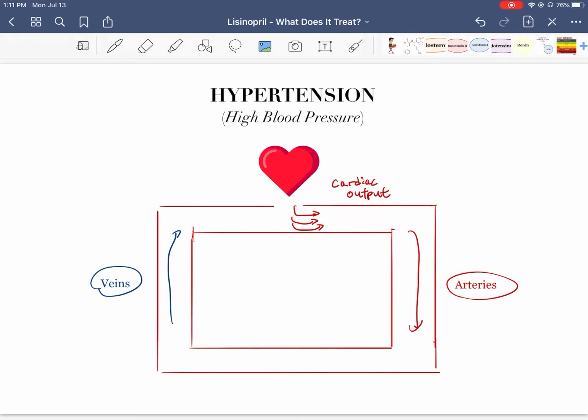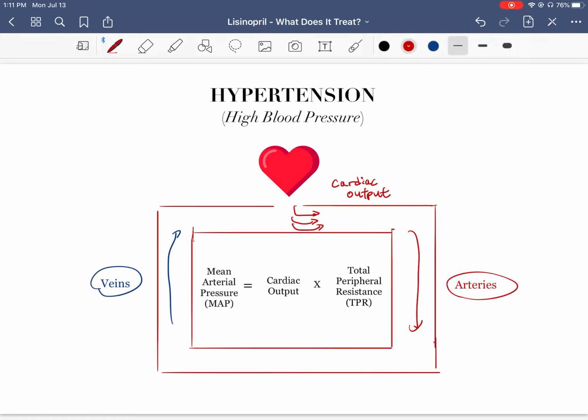Blood pressure refers to the mean arterial pressure, or MAP, meaning the blood pressure in our arteries. MAP is calculated by multiplying cardiac output, or the amount of blood pumped per contraction of the heart, by the total peripheral resistance, or TPR, which refers to the resistance of the blood vessels in the artery.